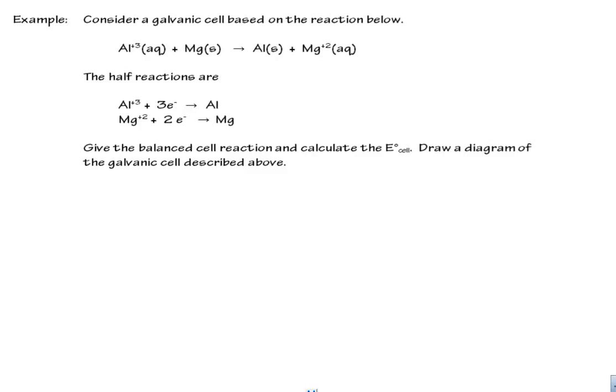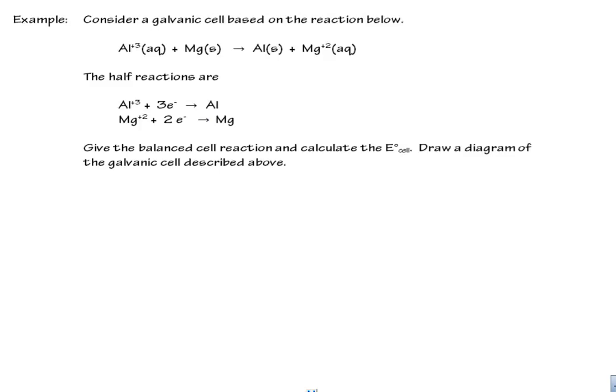Let's look at another calculation with cell potential. This one's a good one. We have a galvanic cell based on the reaction below. So we have some kind of a solution of aluminum, maybe it was aluminum nitrate or sulfate or something like that, and we have solid magnesium. We're going to form solid aluminum and magnesium ions. They've already separated the two half reactions. Well, that was convenient. And they're both listed there as reduction reactions.